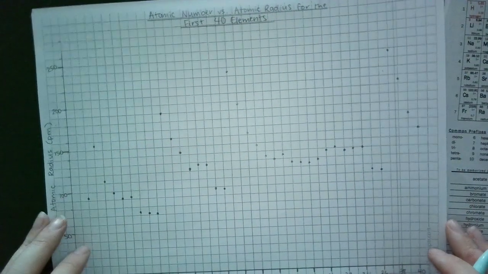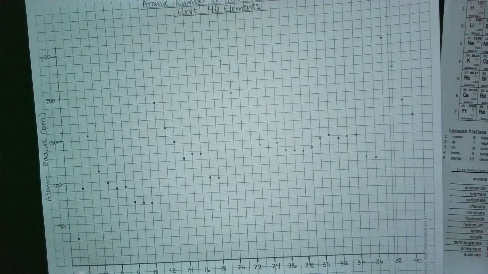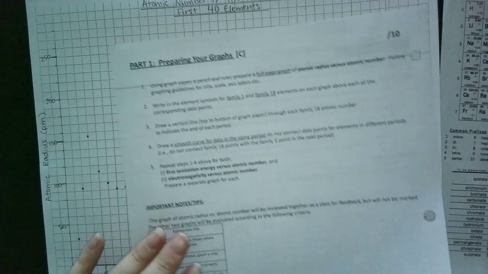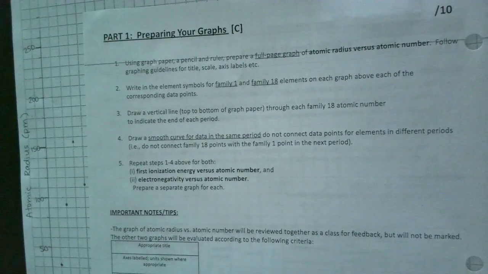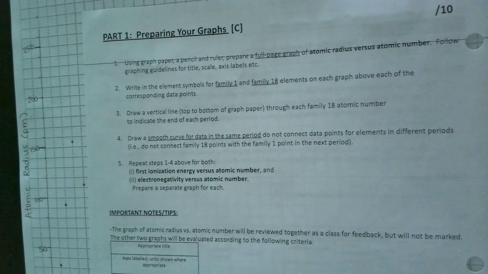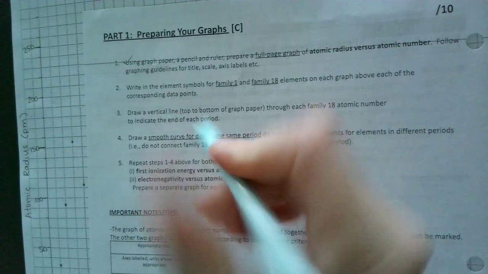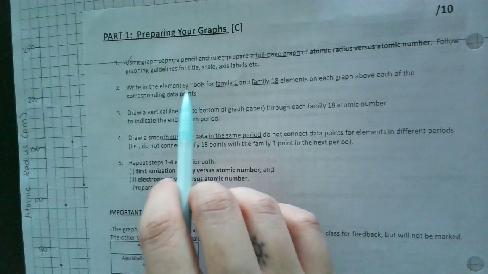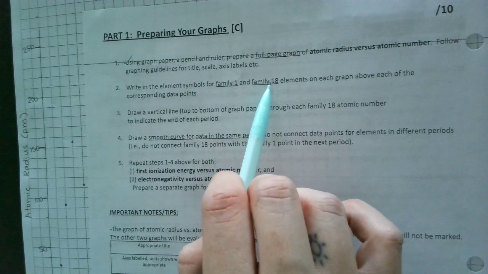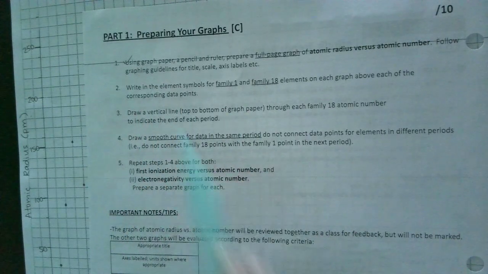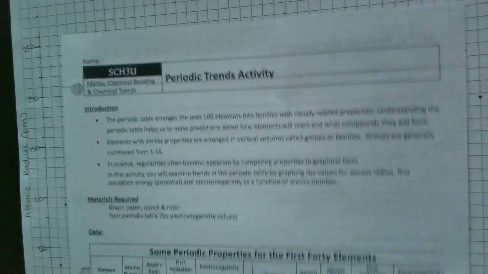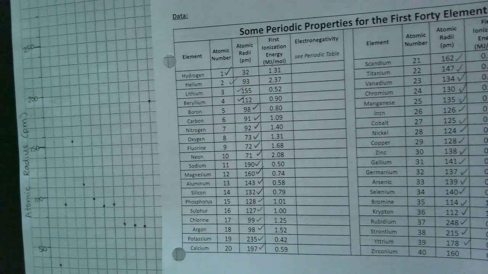Okay. And my graph is not done yet, so let's refer back to the instructions here. Sorry, I've turned up the brightness here. So I'm done this for atomic radius. Now I need to write in the element symbols for family 1 and family 18 elements on the graph above each of the corresponding points. If you're not sure which elements group 1 and group 18 are, you can refer to your periodic table.